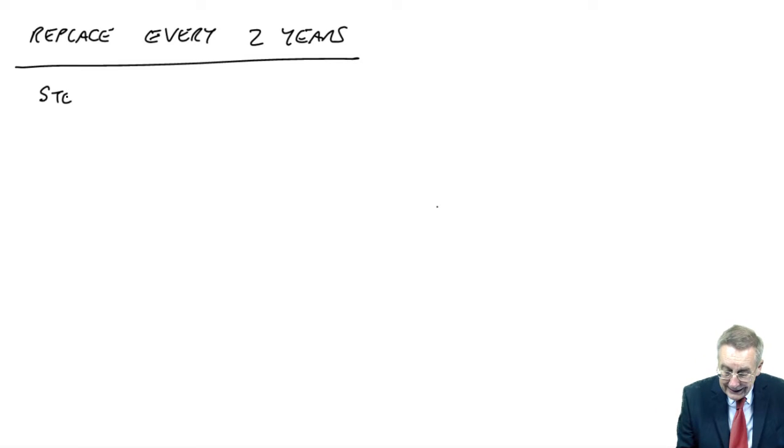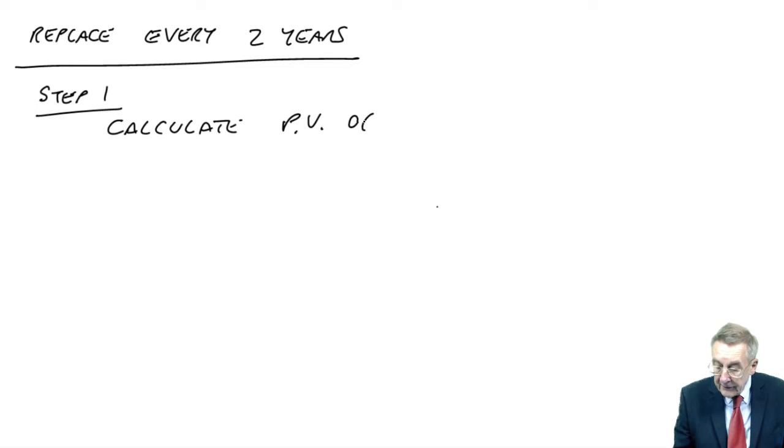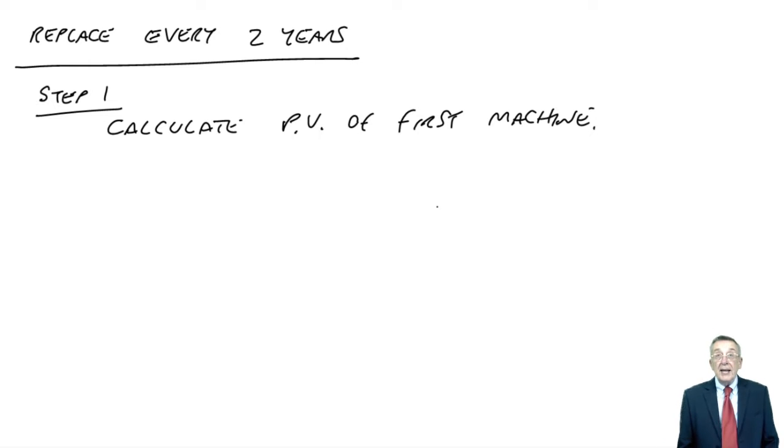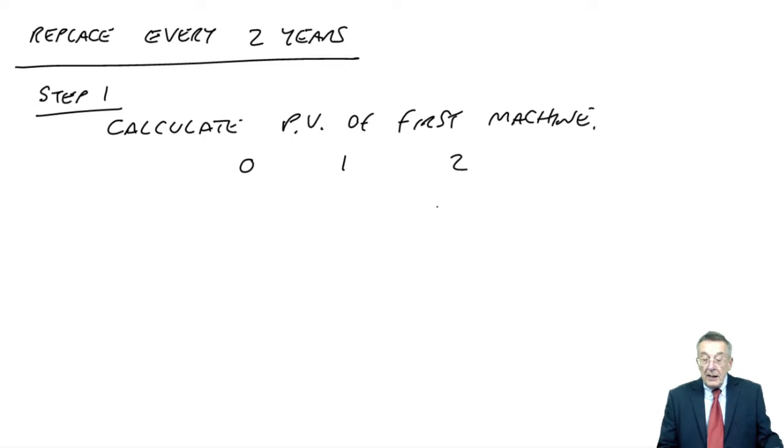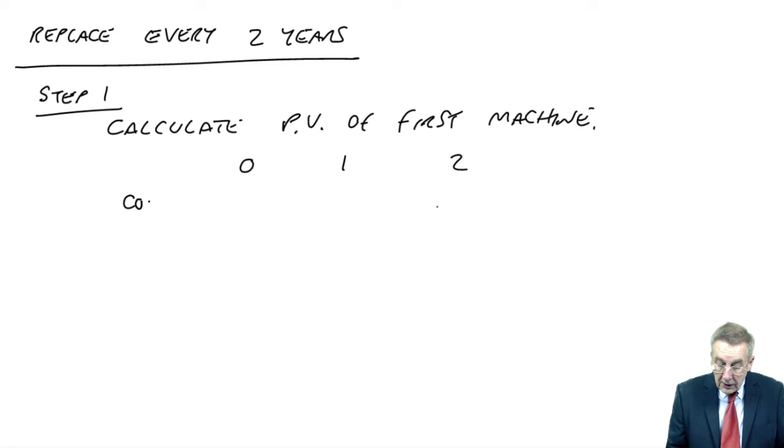Step 1, you calculate the present value of the first machine. So easy enough, and these would always be relatively simple, so we've no tax and inflation to worry about, even though all it would do would make it a bit longer, not harder. But the first machine, 0, 1, 2, remember I'm having a 2-year replacement. So what have we got? We've got the initial cost of 72,000.